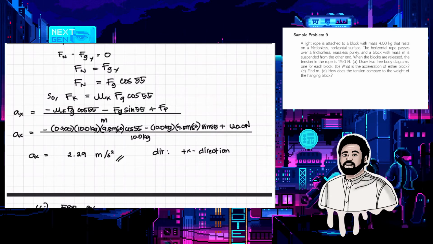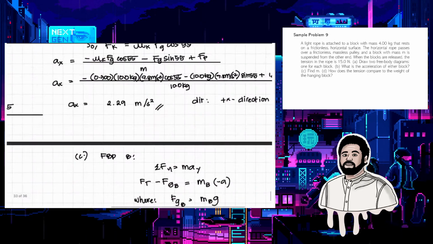A light rope is attached to a block with mass 4 kilograms that is at rest on a frictionless horizontal surface. The horizontal rope passes over a frictionless massless pulley and a block with mass m that is suspended from the other end. When the blocks are released, the tension in the rope is 15 newtons. A. Draw the free body diagrams of each of the block. B. What is the acceleration of either block? C. Find the mass m. And D. How does the tension compare to the weight of the hanging block?